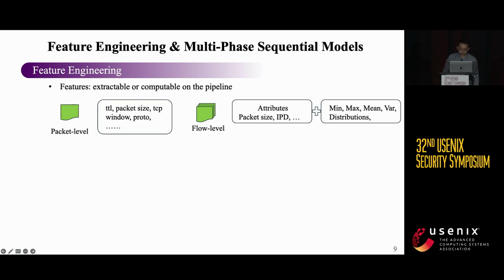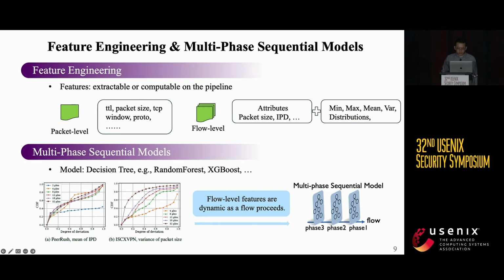In the feature engineering, we select features which are extractable or computable on the pipeline, including packet-level and flow-level features. In the model design, we stick to decision tree models because their constructions are more similar to the match-action operations on the data plane.